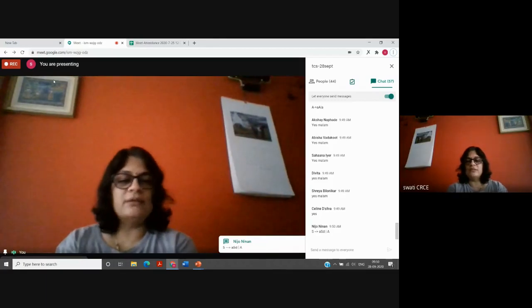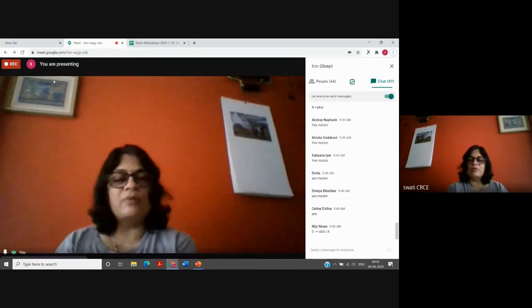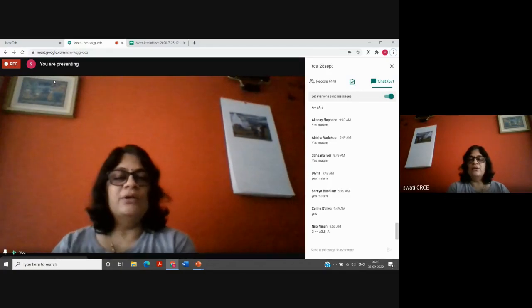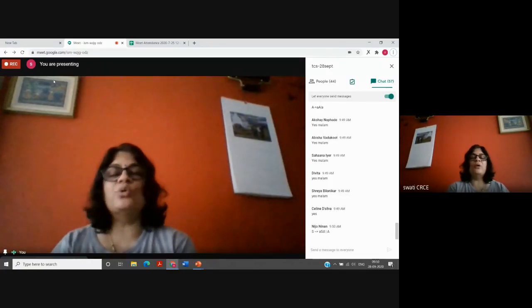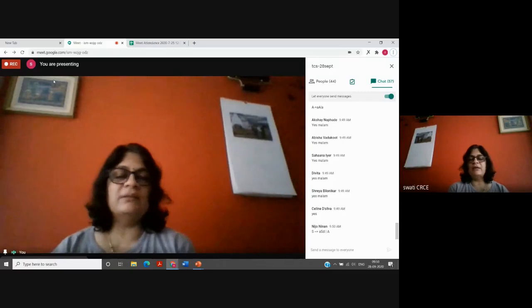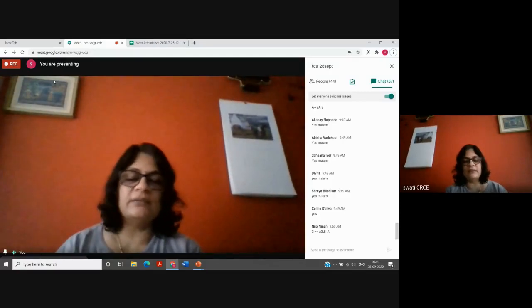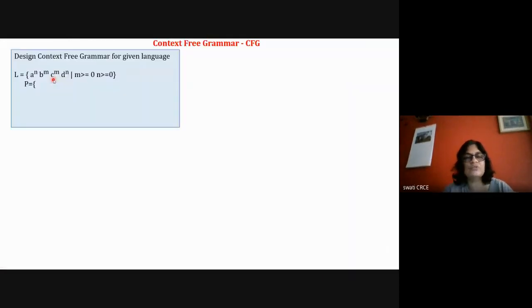Okay, Nijo has done correctly that the number of A's and the number of D's are the same, so you will have the recursion in between. And you can go on applying the same rule. So any number of A's to the left and the same number of D's will be there at the right hand side. So the first rule is S is equal to ASD, or if N is equal to 0, then A and D's will not be there. But M may not be 0 at that time.